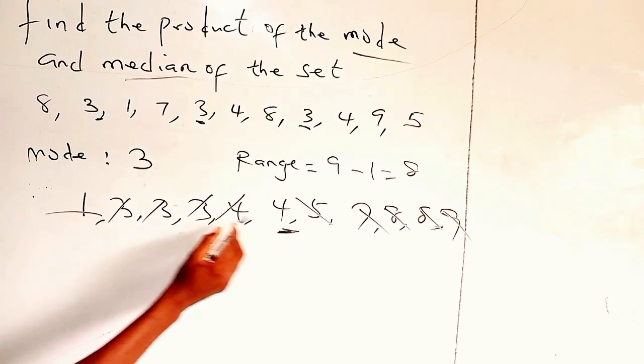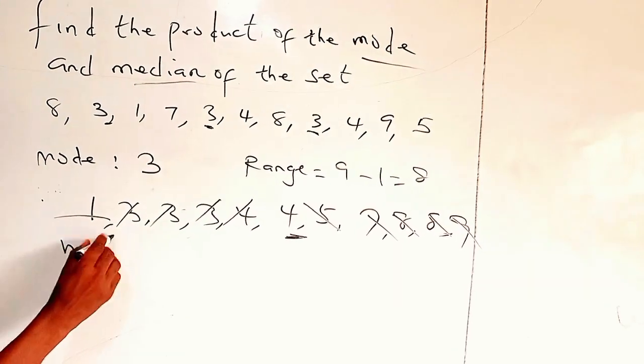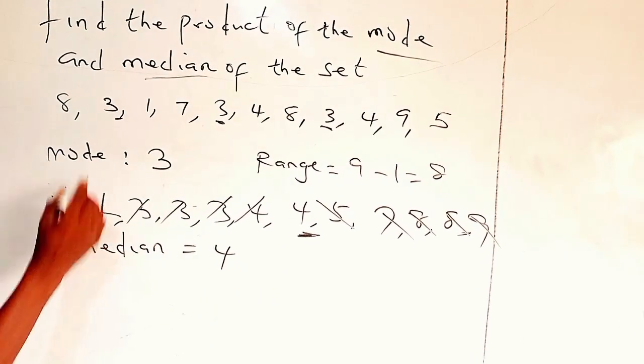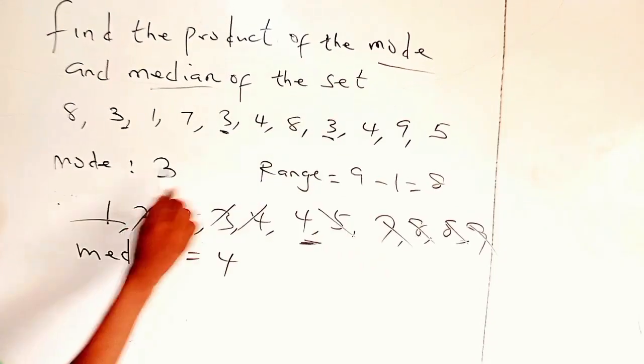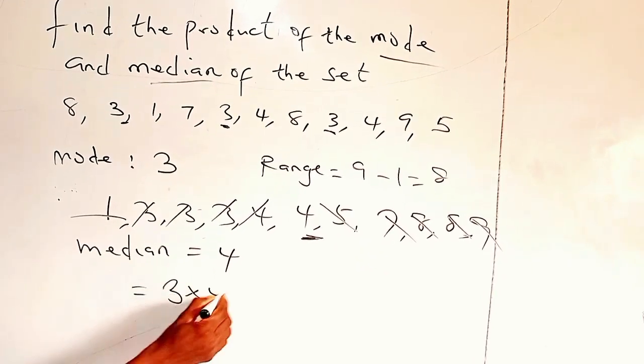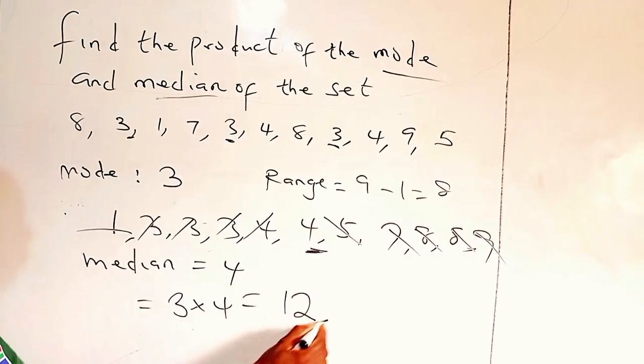So I'm having just one number left as the median. So our median here is 4. So the product will be of the mode, which is 3, and the median, which is 4. That is 3 times 4. Our answer equals 12.